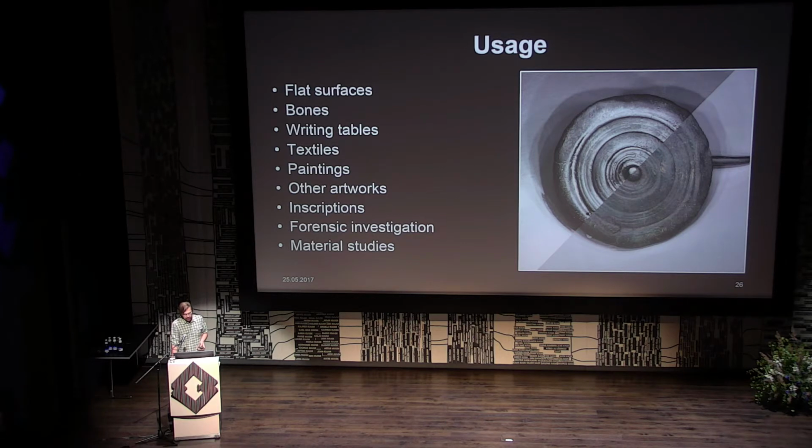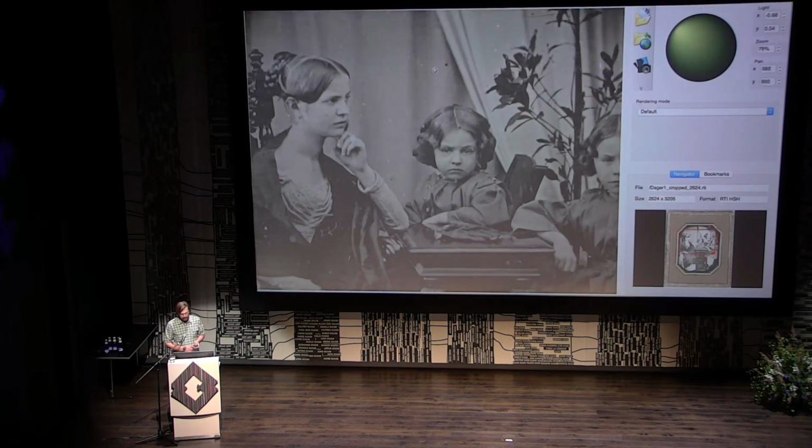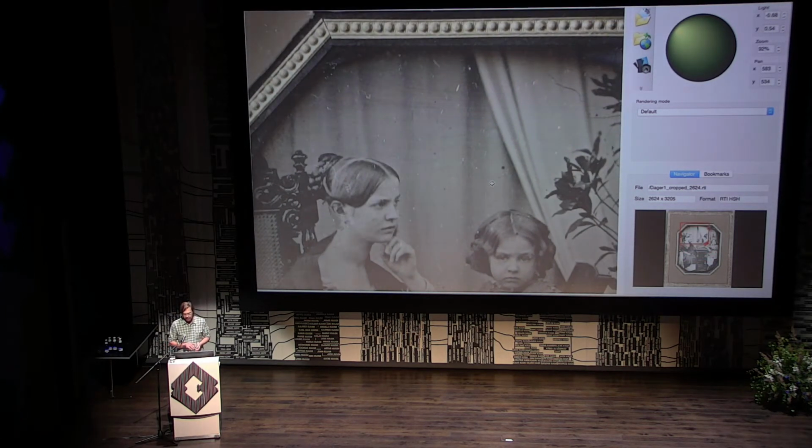RTI is used in several fields and can be used in different research projects in different domains. One is definitely archaeology, but also forensic investigation and so on. By changing the light angle interactively, we are able to see details and other characteristics of the item.